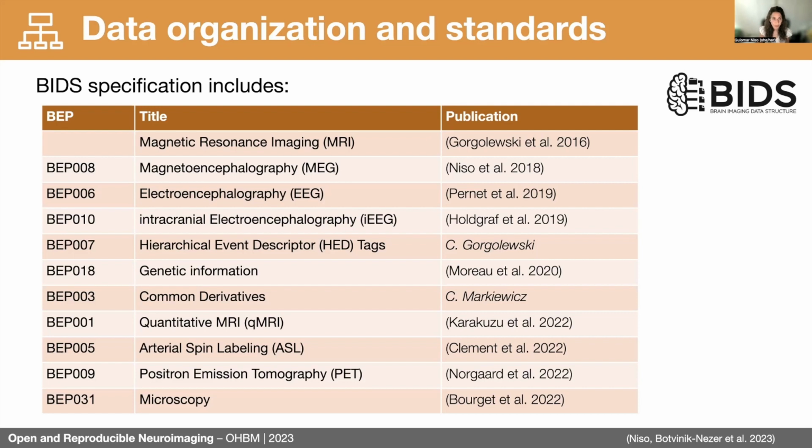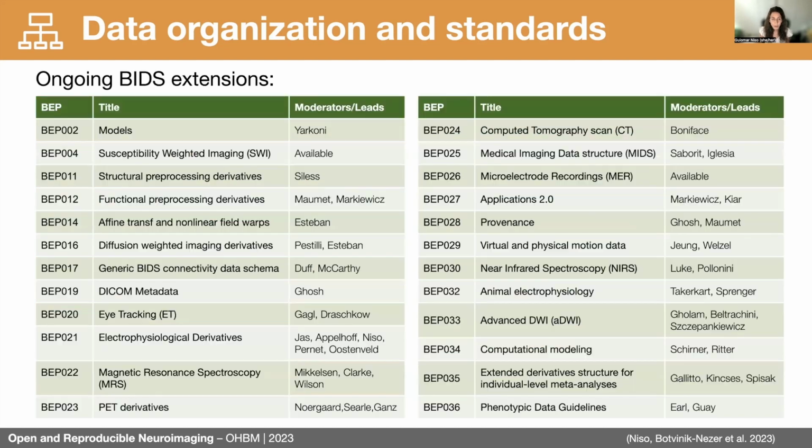BIDS started in Stanford, mainly focused on MRI in Russ Poldrack's lab. And it's extended to many other neuroimaging modalities like MEG, EEG, intracranial EEG, genetic information, arterial spin labeling, PET and microscopy, and there are many more ongoing extensions. BIDS is being adopted by hundreds of institutions worldwide, so I think it's a very good option to organize your data following BIDS.